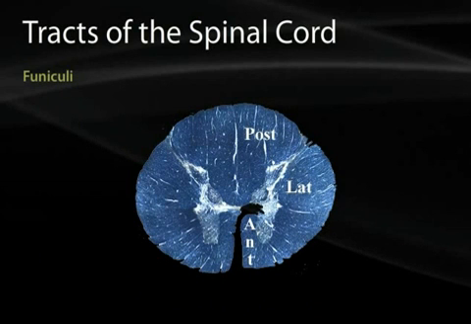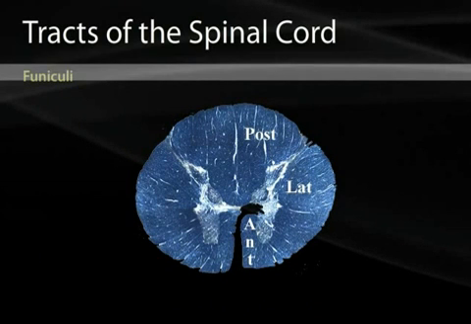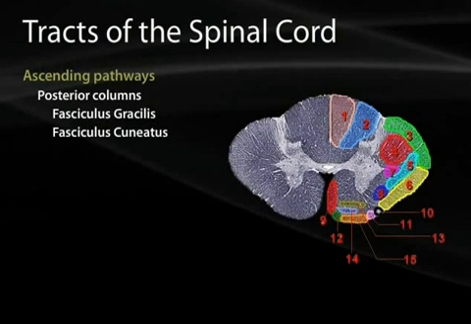Now let's talk about tracts of the spinal cord. Funiculi refers to a group of white matter tracts. So here we see the posterior funiculus, the lateral funiculus, and the anterior funiculus. The posterior funiculus is located between the two dorsal horns of the gray matter of the spinal cord. The lateral funiculus is between the dorsal horn and the ventral horn of the spinal cord out to the side. The anterior funiculus would be located between the two ventral horns. But we can divide this much further.